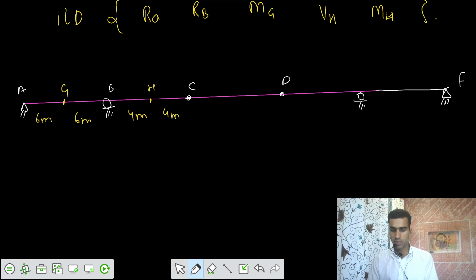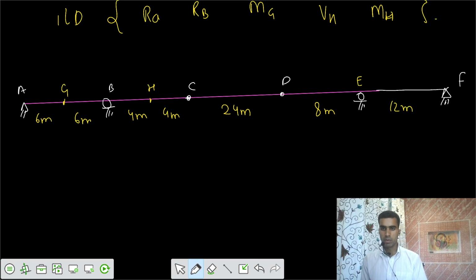This is your G, this is your H, and for CD, let's say this is E. Now the lengths: this one is 4 meter, this one is 4, after that we have 24 meter for CD. After that we have DE equal to 8 meter, then we have 12 meter, this one. This one is your compound beam.